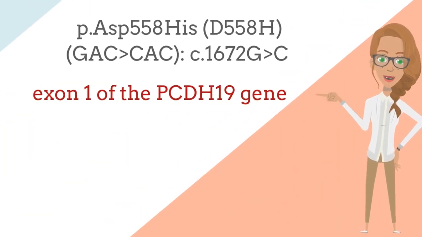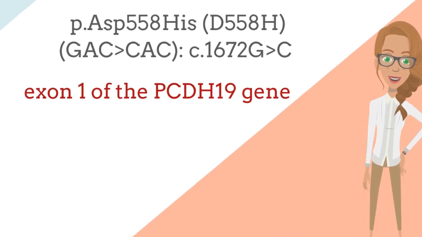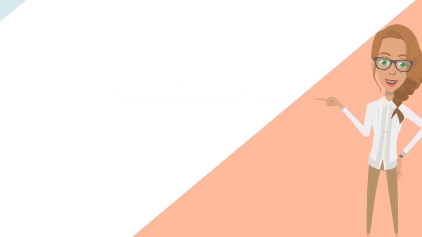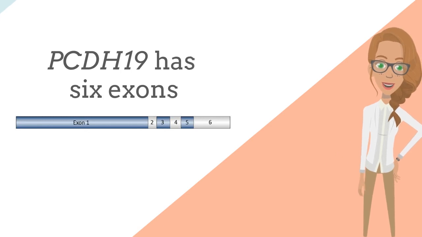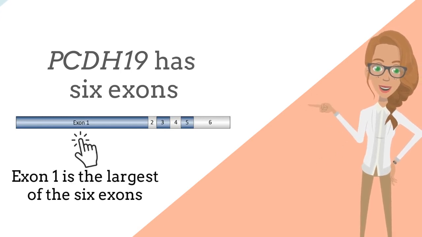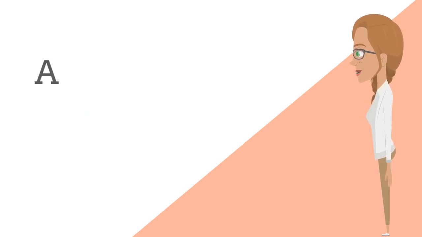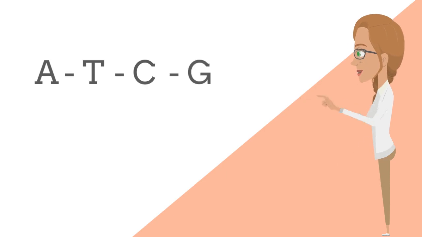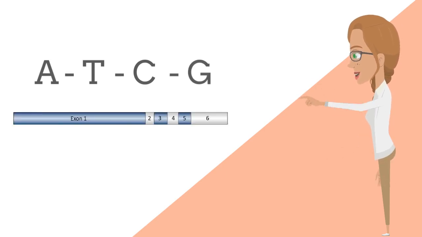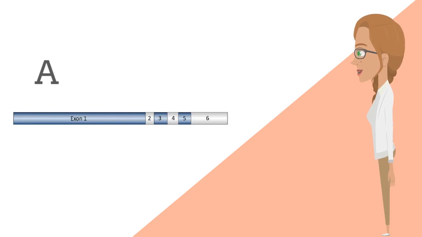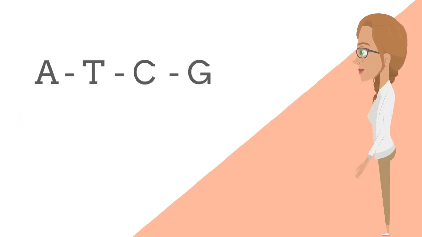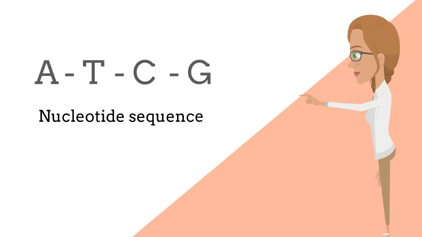Exon 1 refers to the region of the PCDH19 gene where this change occurred. PCDH19 is made up of 6 exons, with exon 1 being the largest. This part at the end denotes the reference PCDH19 sequence that was used as a comparison for the test results, as it outlines the correct order of A, T, Cs and Gs that make up the PCDH19 gene. The order of A, T, Cs and Gs is also referred to as the nucleotide sequence.